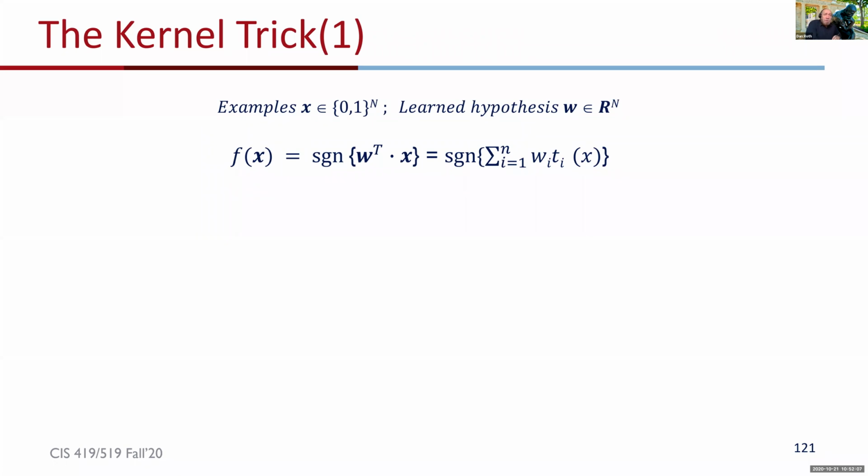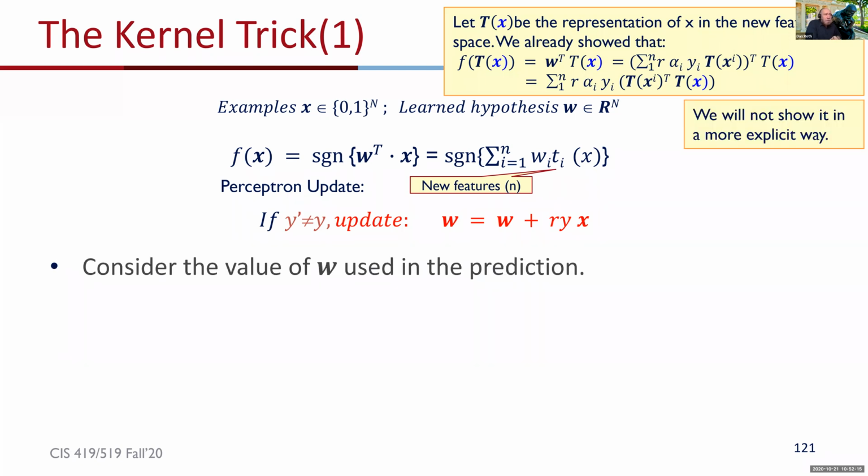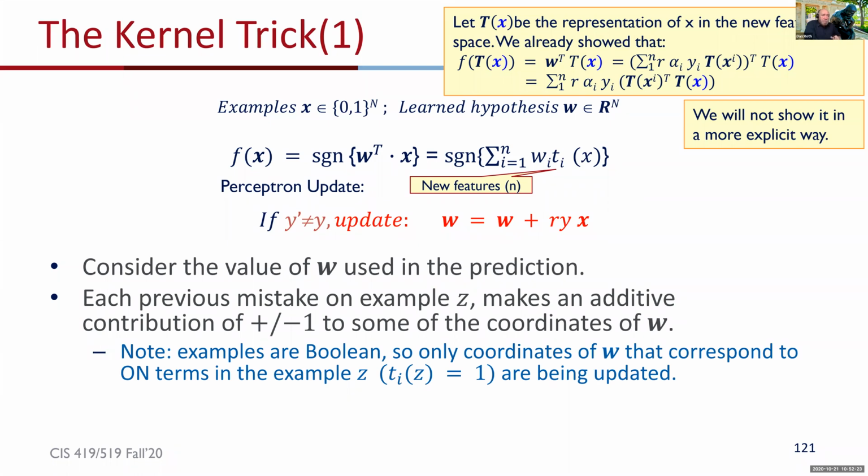Okay, so let's now do it in a different way, in a more explicit way. So what is the more explicit way? Let's think again about this W and see what happens to it when we use it in the prediction. And by the way, this is related a little bit to the average perceptron, because understanding this will allow you to implement average perceptron in an easier way. So what am I saying here? That each previous mistake on an example, I'm calling the example Z, makes an additive contribution to some of the coordinates, not to all the coordinates. Why some? Because I'm dealing with a Boolean example, and therefore only when the coordinate of Z is 1, I'm changing the corresponding coordinate of W.